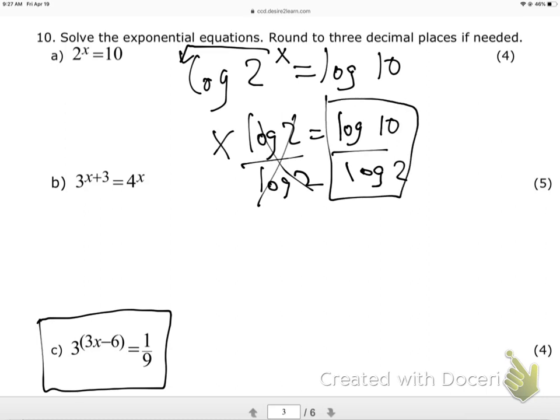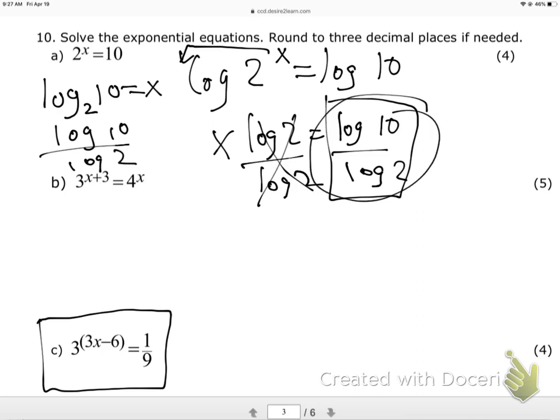You could, of course, do what somebody else did in class and change this from exponential to log. So log to base 2 of 10 equals x, and do the change of base rule, which will give you the log of 10 over the log of 2, which is exactly what we've got here anyway. So either one of those methods is fine.